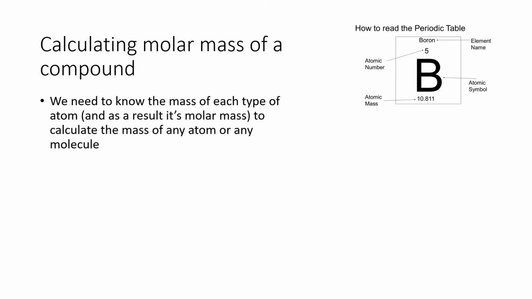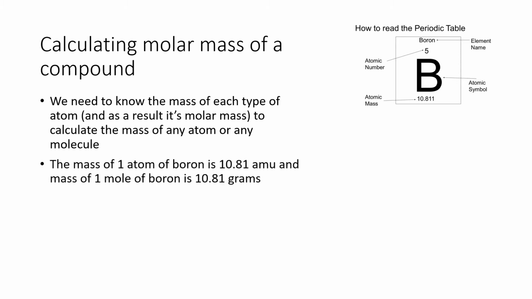We can move on now to calculating the molar mass of a compound. I'm going to start that out by just looking at an element and an atom of that element, which in this case is boron, so that we understand how to read the periodic table. Notice in this box in the upper right-hand side, you have one number that will give you the atomic mass, 10.811. You have to seek out that number when you are calculating the molar mass of a compound. So the mass of an atom of boron, I don't mean to beat a dead horse here, is 10.81 AMU, and the mass of a mole is 10.81 grams.